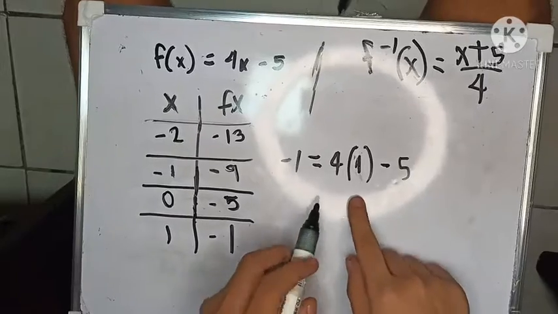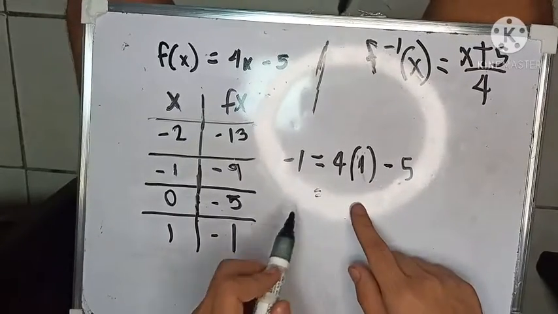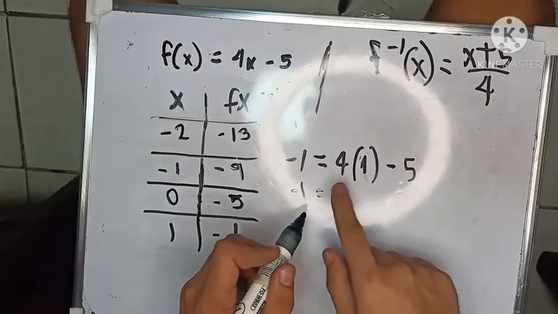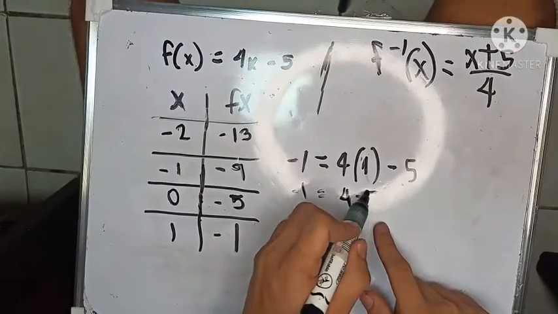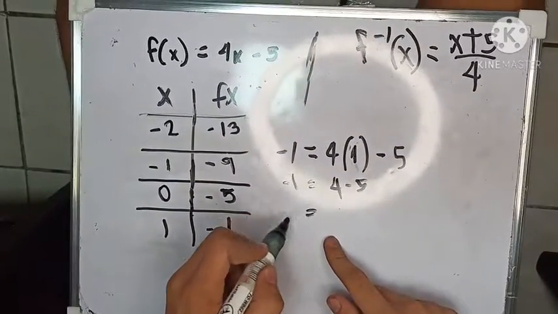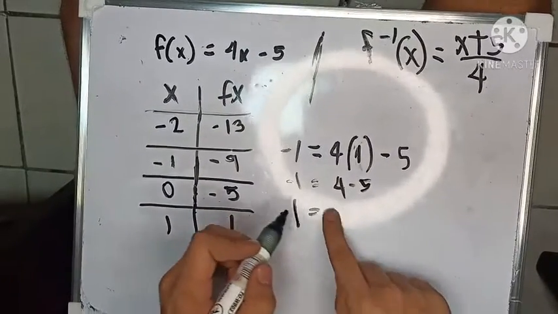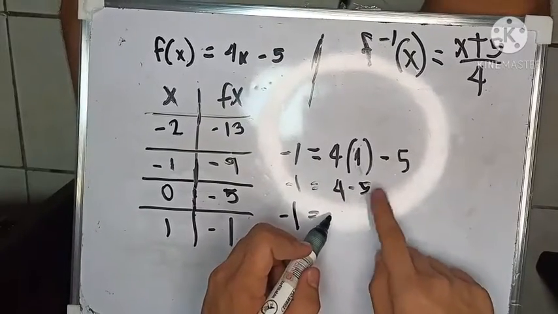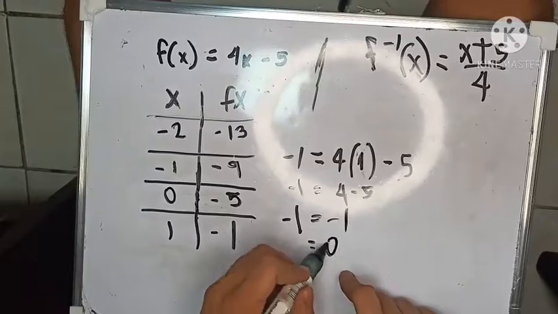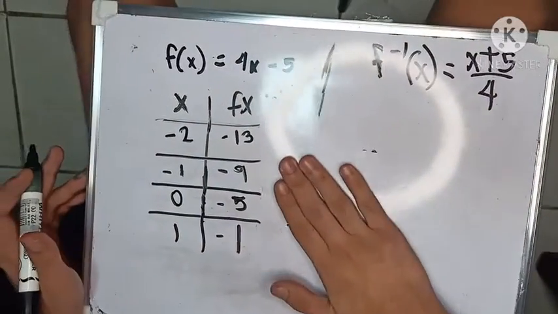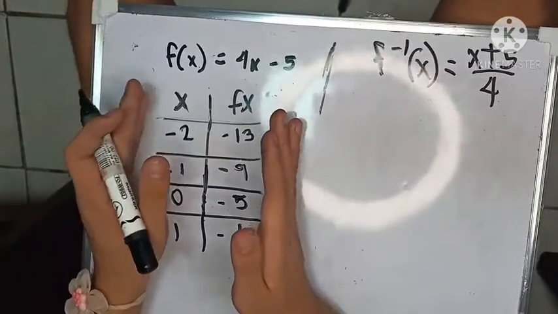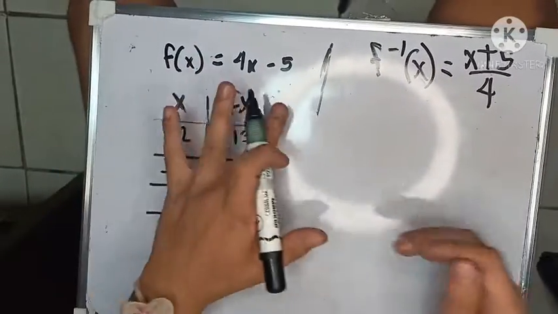Okay, so let's try it out. Negative 1 equals 4 times 1, which is 4, minus 5. And what happens next is negative 1 equals 4 minus 5, which is negative 1. So what happened right now is it equals 0. Okay, that is correct. After we're done, there are some graphics right here.